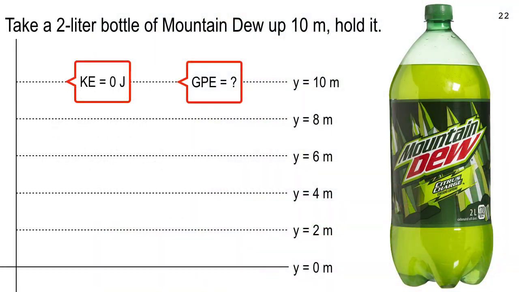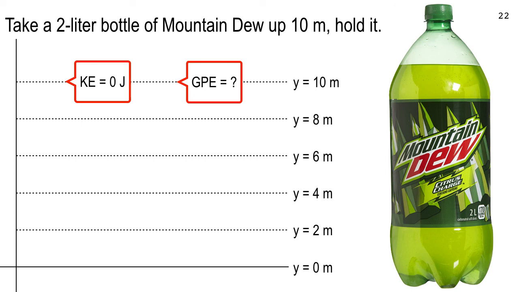All right. Now, here's our example. Very, very simple. And you're going to have a clicker question here in a second, so get your clicker back out. Here's what we're going to do. We're going to take a 2-liter bottle of Mountain Dew. That's 2 kilograms, it's basically water, and ignore the mass of the bottle. That's pretty small. We're going to take it up 10 meters and hold it.